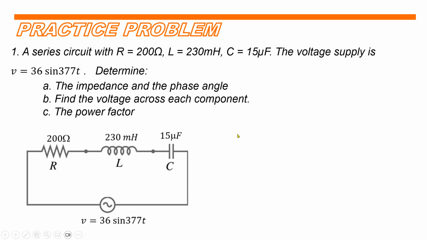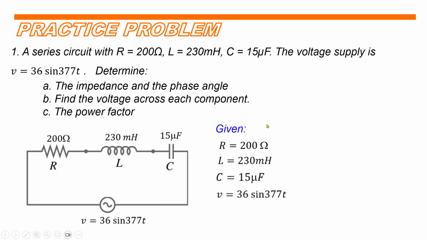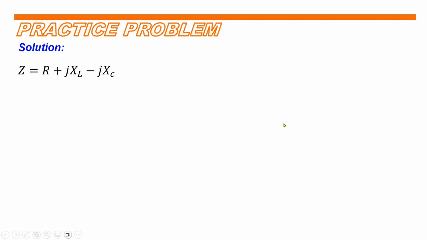So a series circuit with resistance is equals to 200 ohms. Inductance is equals to 230 millihenry. The capacitance is equals to 15 microfarad. And the voltage supply is V is equals to 36 sin 377t. So we are asked to solve for the letter A, the impedance and the phase angle. Letter B, the voltages across each component. And letter C, the power factor.